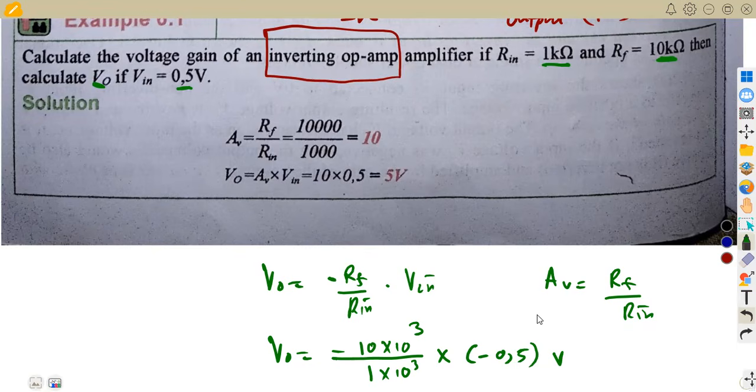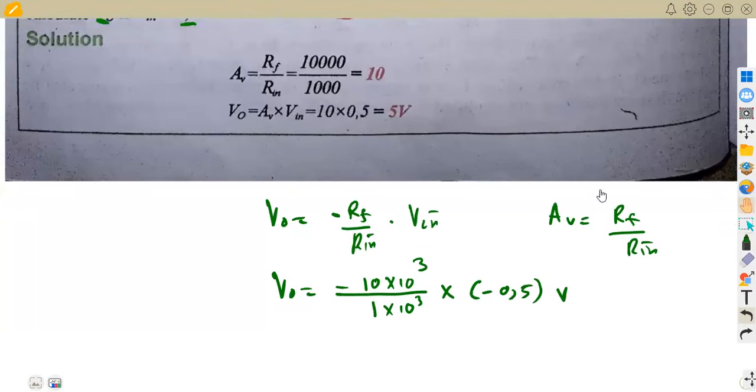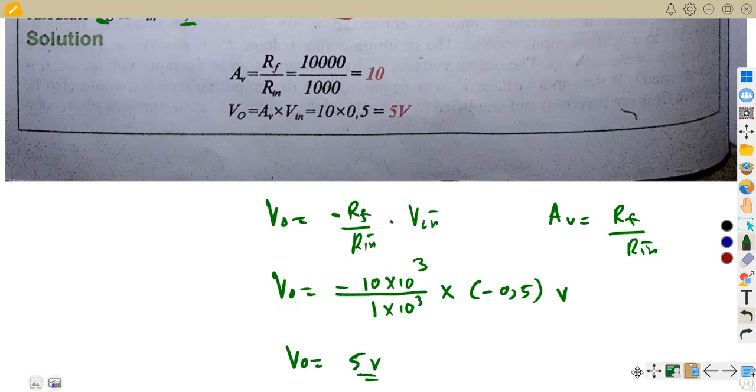The inverting terminal is connected to the negative terminal. So it is going to give us a positive at the end. We can just multiply directly on our calculator. That will be a positive 5 volts at the end. Negative, negative is going to cancel. So that is the idea of our questions.